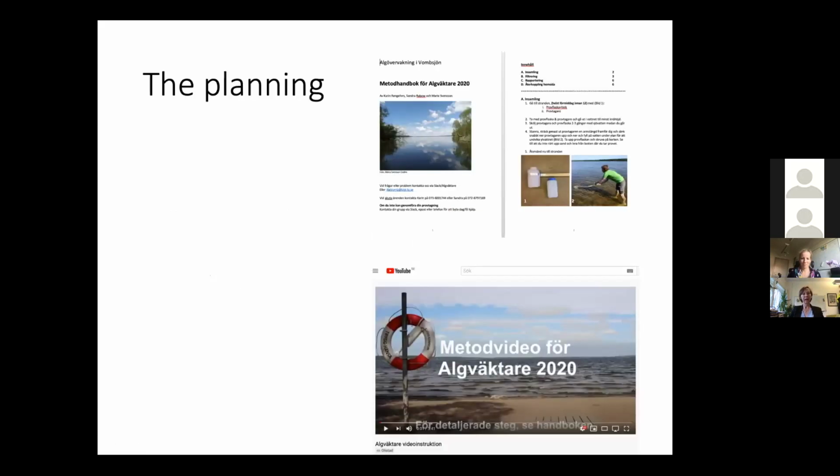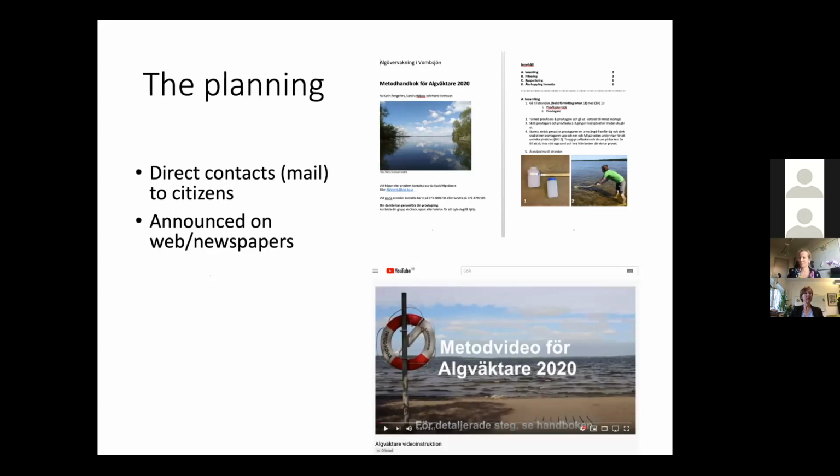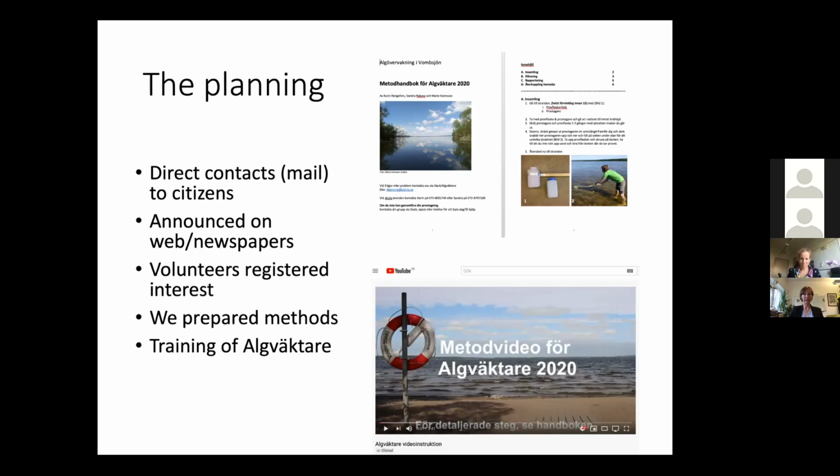And the way we planned this is we started by contacting potential volunteers by direct mail and email to people who lived around the lake, also by announcements on websites and newspapers. Then we allowed the volunteers to register their interest. And in the meantime, in the lab, we developed the methods and the methods handbook and the methods video. And then eventually at the beginning of the summer, we had prepared those methods and trained the algae watchers.